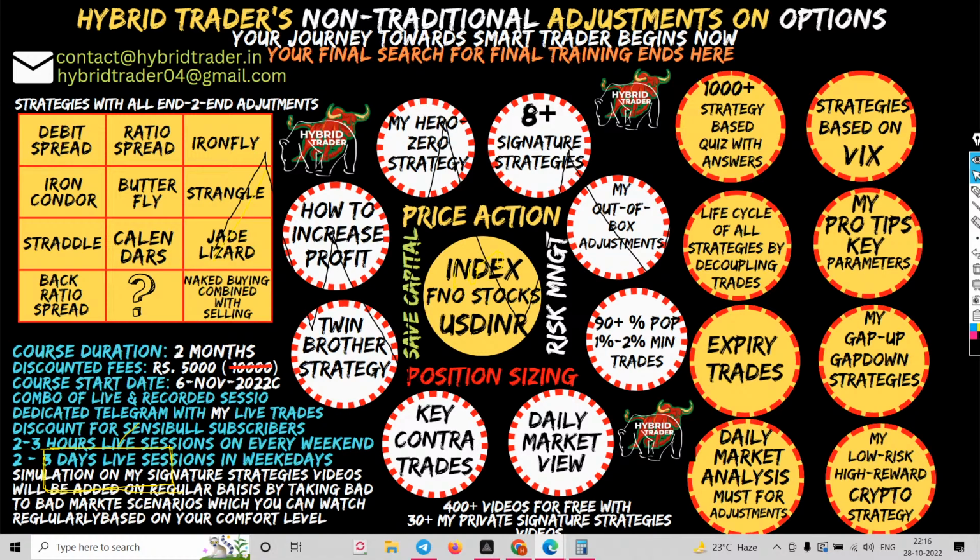But don't think like a gambler. Don't think like a gambler. Think like a conservative trader. If you always keep that thought process open, you will come up with some good adjustments. Believe me, it's not at all rocket science.